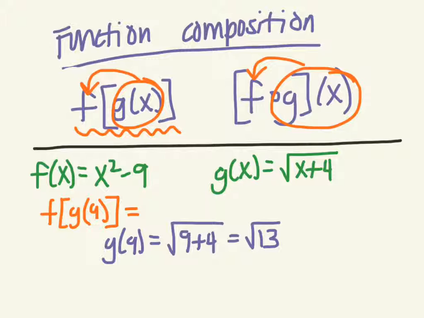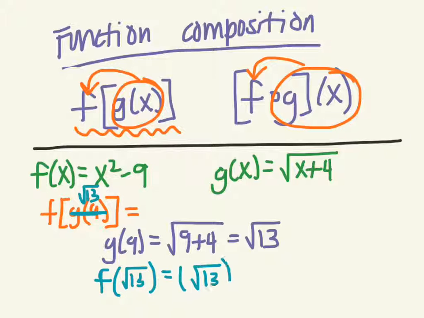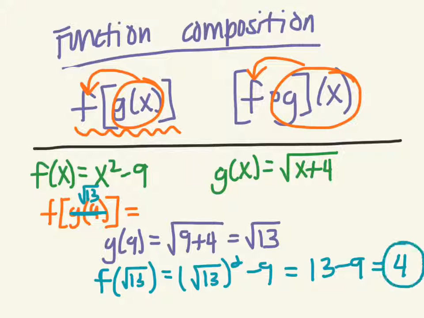And then you're going to take that answer, which is now the square root of 13, and plug it into f. That's what's going to take the place of the x in the f function. So instead of x, we have the square root of 13 squared minus 9. We end up with 13 minus 9, so 4. With the numbers, I definitely think it's a little bit easier because you're comfortable with finding f of 2 or g of 7 for specific values. Let's take a look at another one.